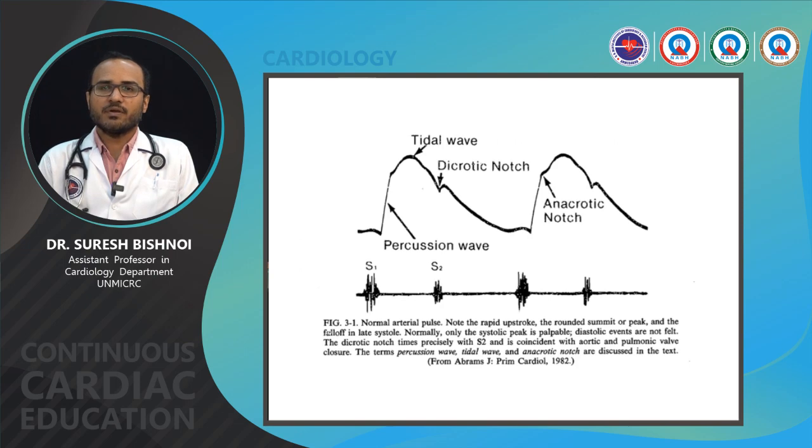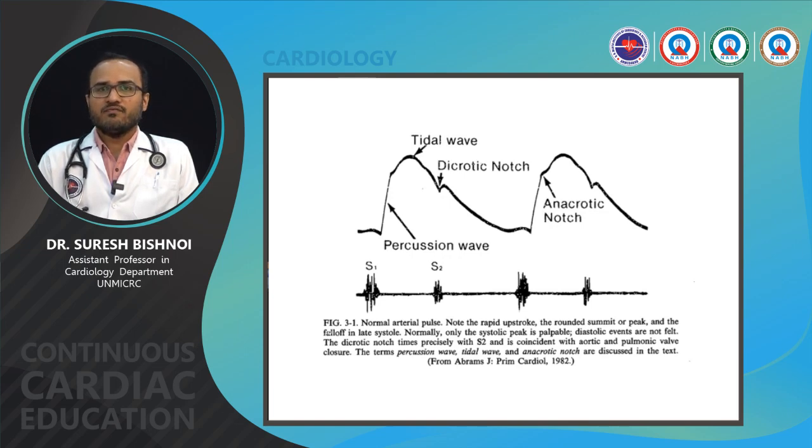This is the typical central pulse, which was depicted by Dr. Abrams in 1982 and is also taken from there. This is a normal arterial pulse. Initially there is a rapid upstroke with a rounded summit or peak, and the fall in late systole.